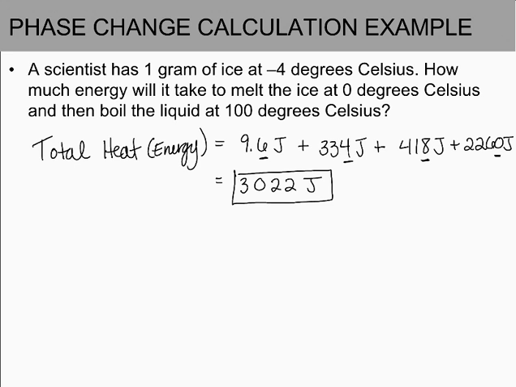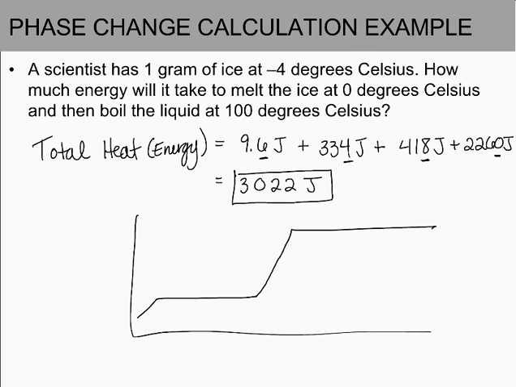So again, remember, this is the amount of energy we need in order to increase the temperature of the ice to its melting point, and then melt it, and then increase the temperature of the liquid to the boiling point, and then boil it. So that's our heating curve there.